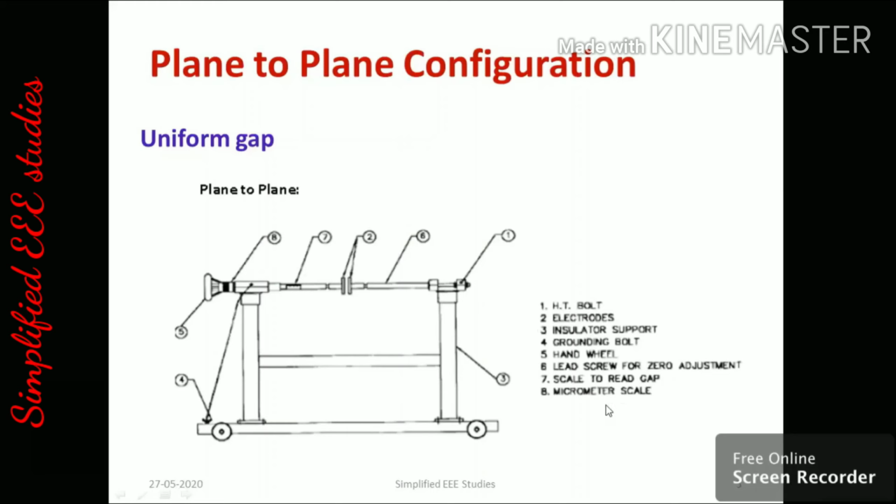That is a supplementary scale you can call micrometer scale. Two scales you have to maintain. That is really helpful whenever you are doing the spacing, whenever you are maintaining the distance between two electrodes. So these are the component details of the plane to plane configuration.